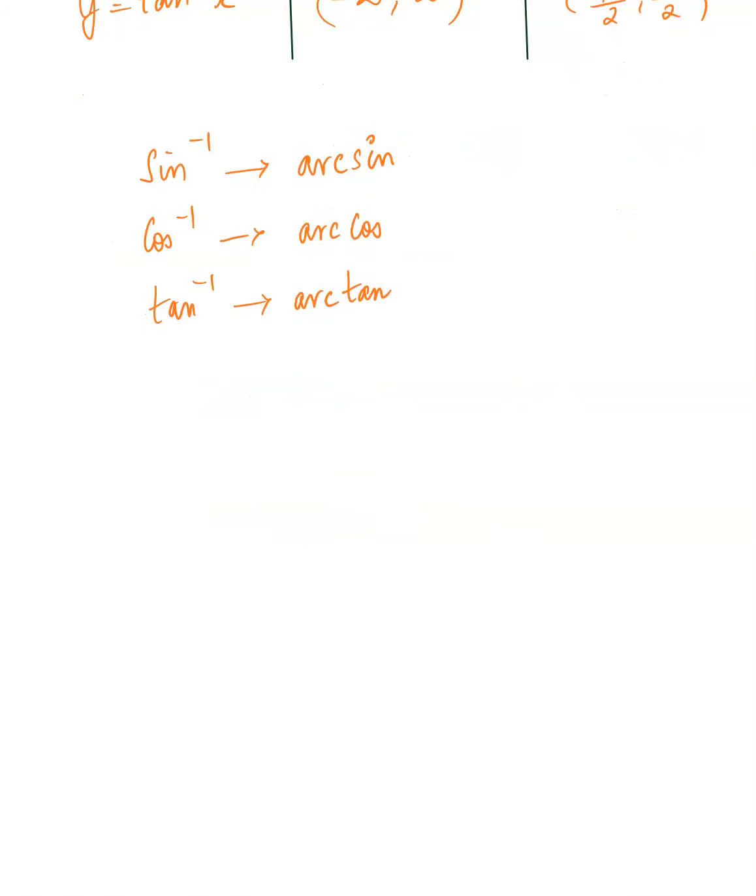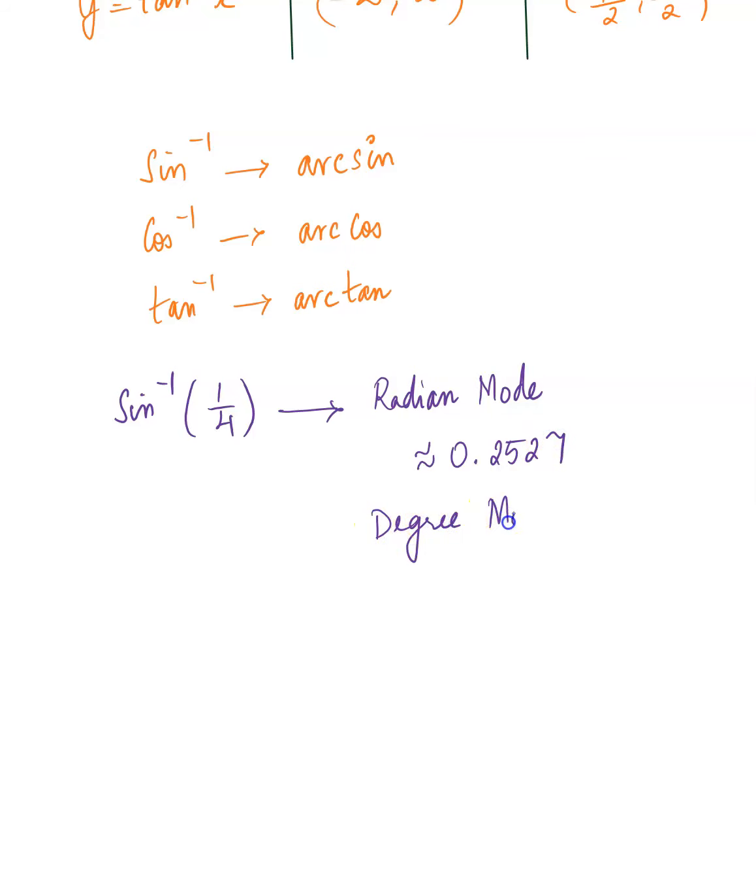Coming to the calculator problems, if I had to find sine inverse of 1/4 using the calculator, then you can set the calculator to the radian mode, because you know that the argument here would be a coordinate, so the answer for the sine inverse should be an angle. So if you were to use the radian mode, the angle comes out to be 0.25. In degree mode, the angle comes out to be 14.48. Remember, you have to put the degree symbol.